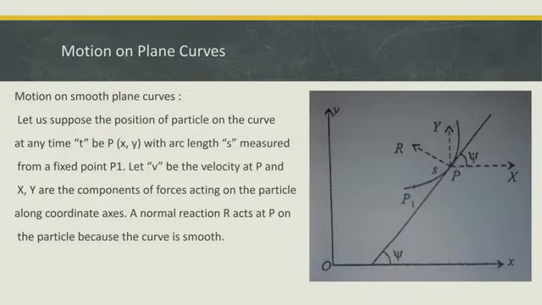Motion on plane curves. Motion on smooth plane curves. Let us suppose the position of a particle on the curve at any time t be P(x, y) with arc length s measured from a fixed point P1. Let v be the velocity at P, and capital X, capital Y are the components of forces acting on the particle along the coordinate axes. A normal reaction R acts at P on the particle because the curve is smooth.